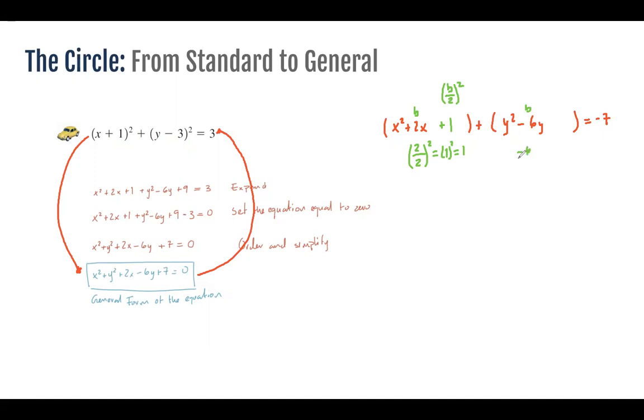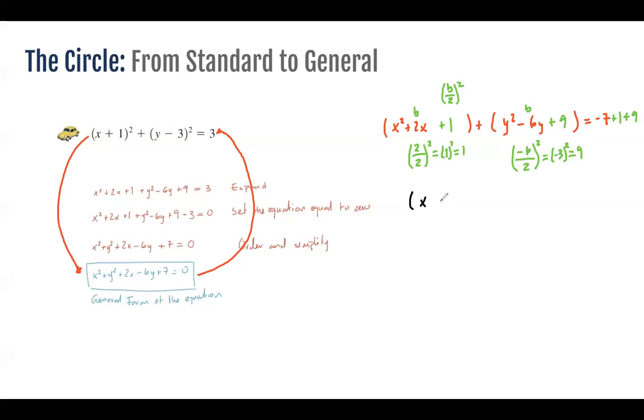So I'm going to do minus 6 divided by 2, and I'm going to square it. So that's minus 3 squared. That's 9. So I'm going to add 9 here. But remember, the balance, I'm not going to just add a 1 and a 9 because I feel like it. I have to keep the balance by doing the same thing on the other side of the equation. So I have to add a 1 and a 9 on that side of the equation.